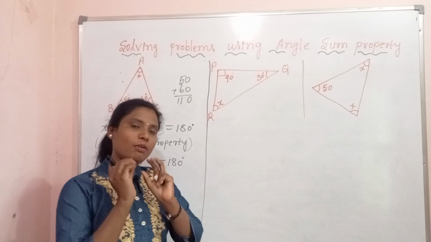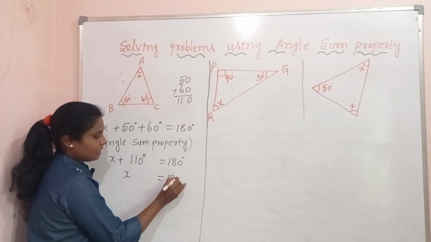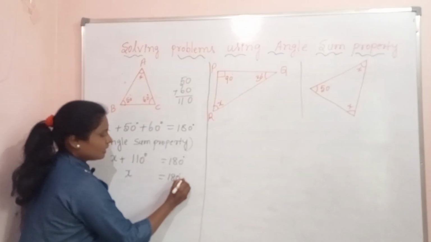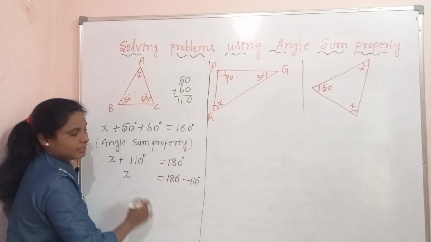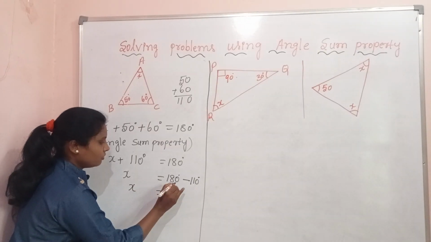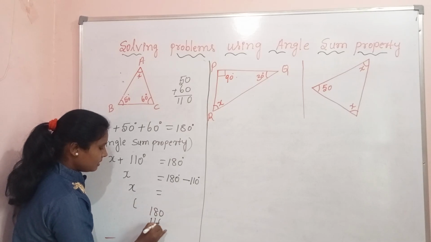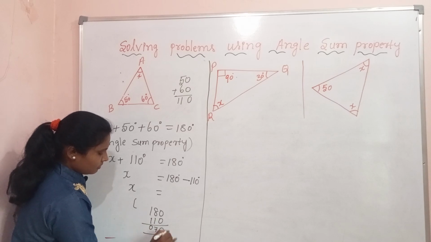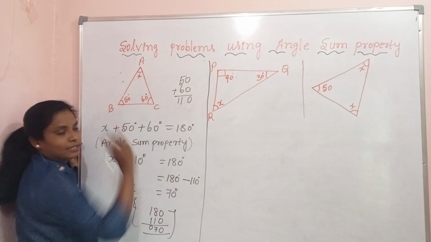So we have to write them on one side. x is written on one side, then 180. The plus 110 moves to that side and becomes a minus, because it goes to the opposite side. This is the left side, this is the right side. If it goes to the right side, it becomes a minus. Then x equals 180 minus 110. 0 minus 0 is 0, 8 minus 1 is 7. We get 70. The value of x is 70 degrees.